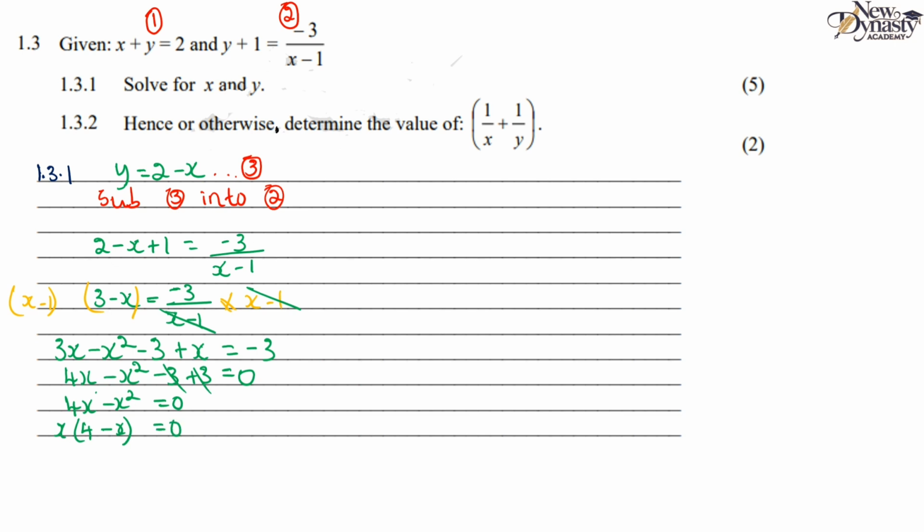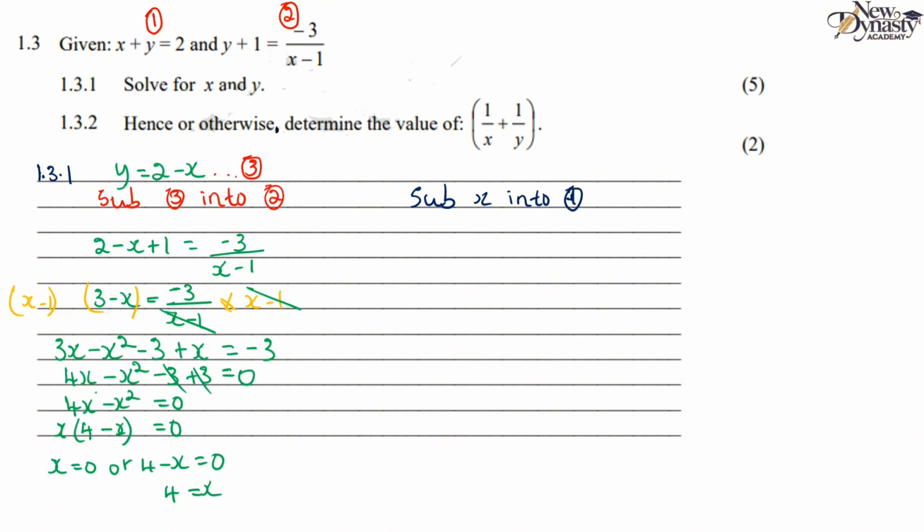So in this case, you've got two factors. So you say that your first factor x is equal to 0, or your second factor 4 minus x equals 0. Then you can transpose x, then you're going to be left with 4 equals x, which means x is equal to 4. Now that is the first part of calculating x values. Then you go on and substitute x values into equation 1. So the next thing is you say substitute x into equation 1.